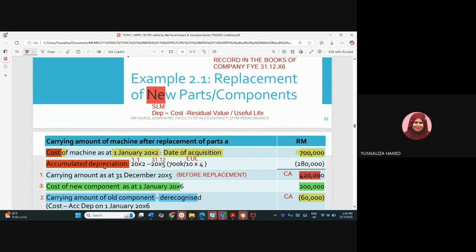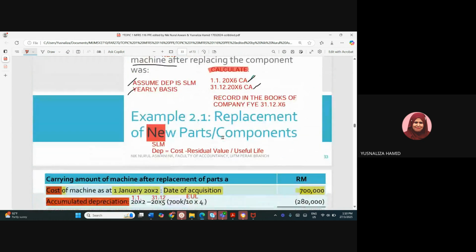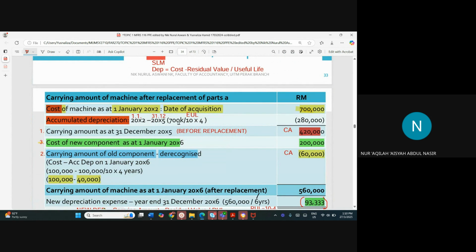You need to find out the accumulated depreciation for the last 4 years. Last 4 years, starting from the date of purchase until the date of replacement, and that is exactly 4 years. Just look at this one that I am going to highlight. Another highlights here. Okay, that was 4 years. Is it 4 years, class? Yes. Okay, 4 years.